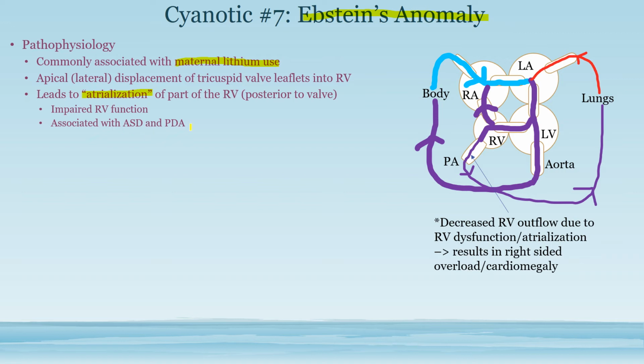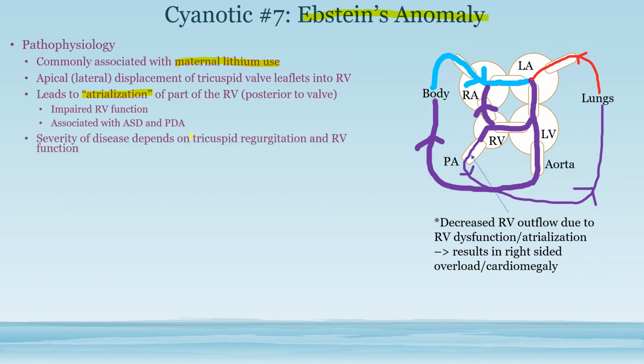And you also need an ASD and a PDA to allow for adequate pulmonary blood flow. So say you didn't have an ASD or a PDA, what would happen? Not a lot of blood would go forward because a lot is going to be going backward through this majorly regurgitant valve. And a PDA helps move blood from the aorta to the pulmonary artery to allow for oxygenation.